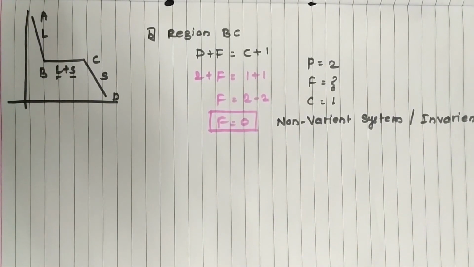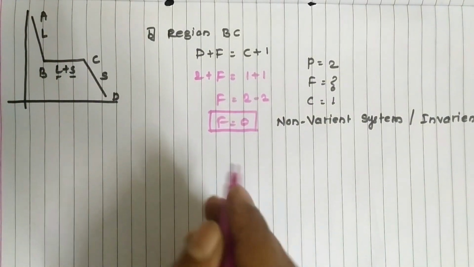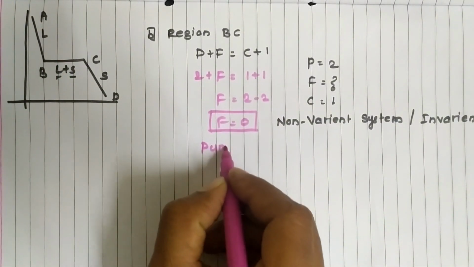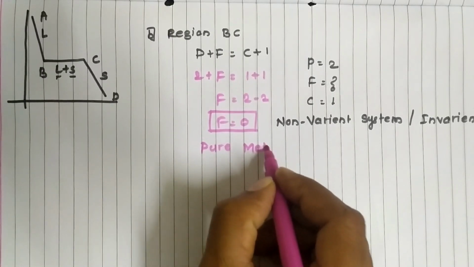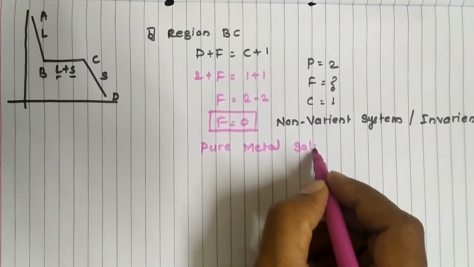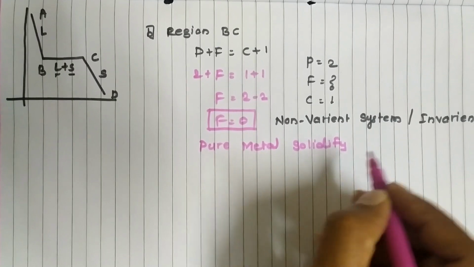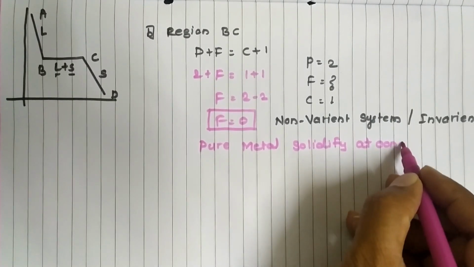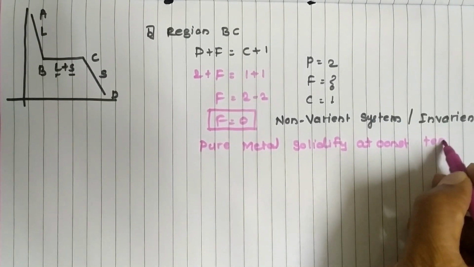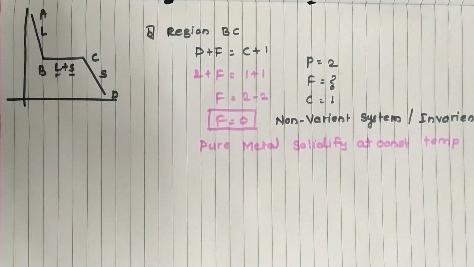Pure metal is going to solidify at constant temperature. So pure metal solidifies at constant temperature.